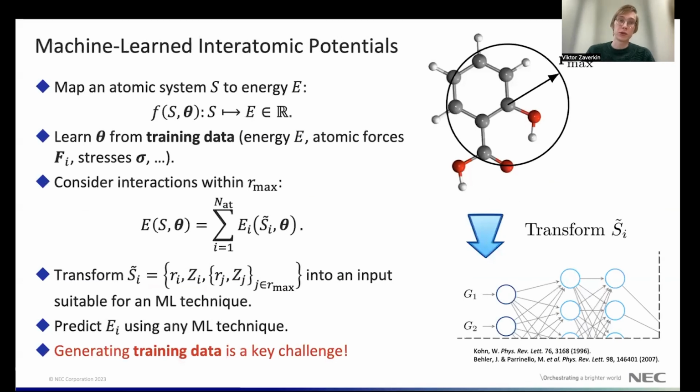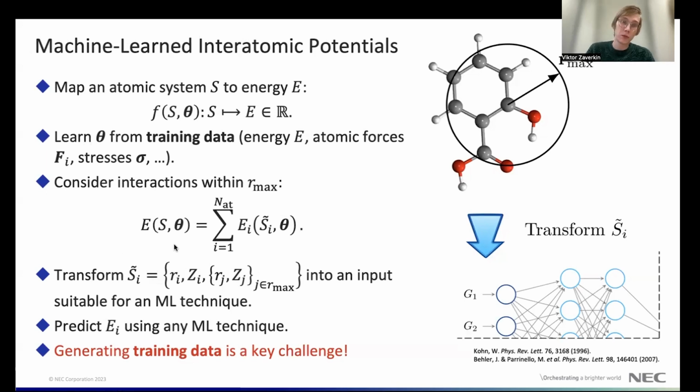So machine-learned interatomic potentials aim to map an atomic system, shown here on the right-hand side, to its energy. They do this by using highly parameterized functions with the parameters theta here learned from training data, such as energies, atomic forces, stresses, and so on, evaluated at the desired level of accuracy. We also assume the locality of interatomic interactions to allow for scalable models, meaning models which can be trained on smaller systems and then transferred to larger ones. Locality of interatomic interactions means that, for example, this carbon atom interacts only with the atoms within the predefined cutoff radius, given here by R max.